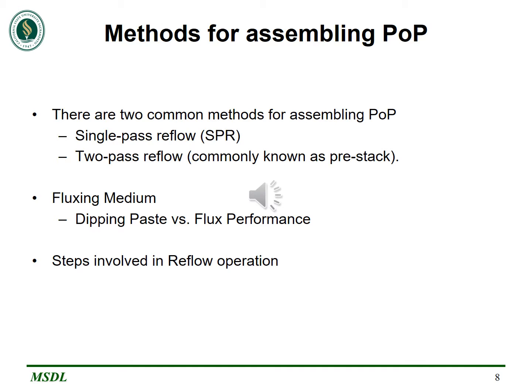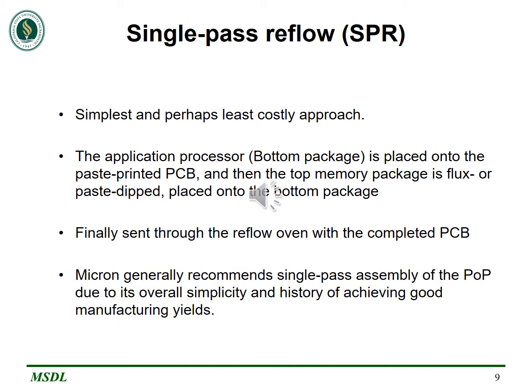Two commonly used methods for assembling package on package semiconductor are the single pass reflow method and the two pass reflow method. The second is also known as the pre-stacking method. Then we will discuss the fluxing medium used for assembling this semiconductor, and then the steps involved in reflow operation. The first assembly method is the single pass reflow method.